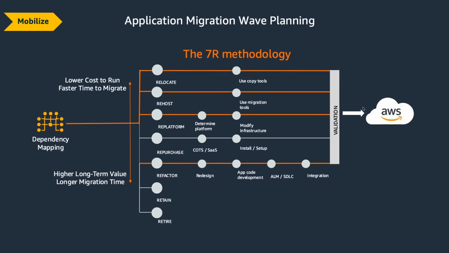Now, let me introduce you to the new 7R methodology. This methodology is built on Gartner's 5R methodology that was published in like 2011, I believe. Let's say you are looking to migrate multiple applications into the cloud. We need to make a determination of what this application is going to be when it moves into the cloud. From the 7R methodology, we take a look at them as relocate, rehost, replatform, repurchase, refactor, retain, or retire.